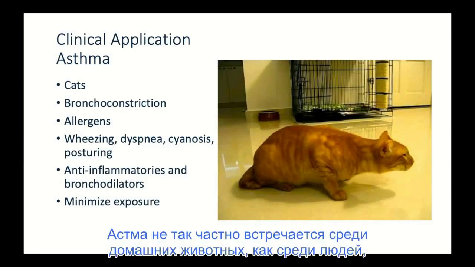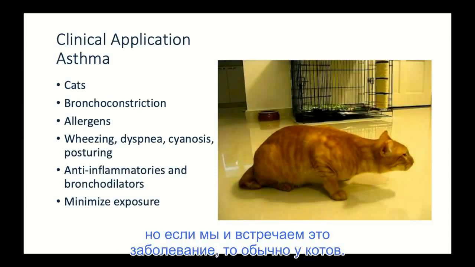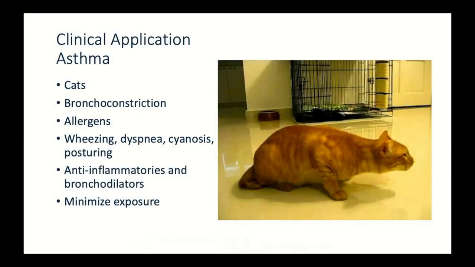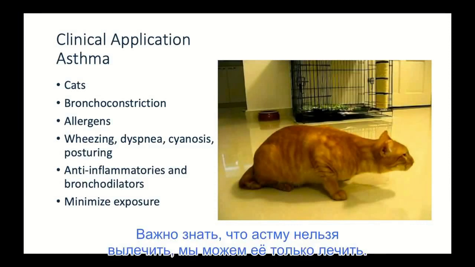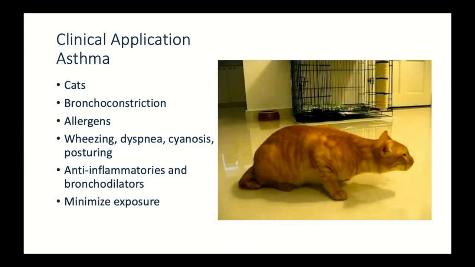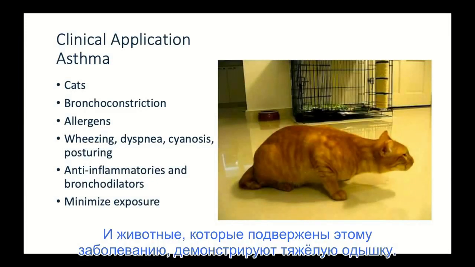Asthma, we don't see it as often in domestic animals as we do with people, but if we're going to see it in anybody, it's generally the cat, and it can be progressive over time. So asthma, it's important to note that there's no cure for asthma. We only treat asthma. And typically animals that are affected might show signs of severe dyspnea.